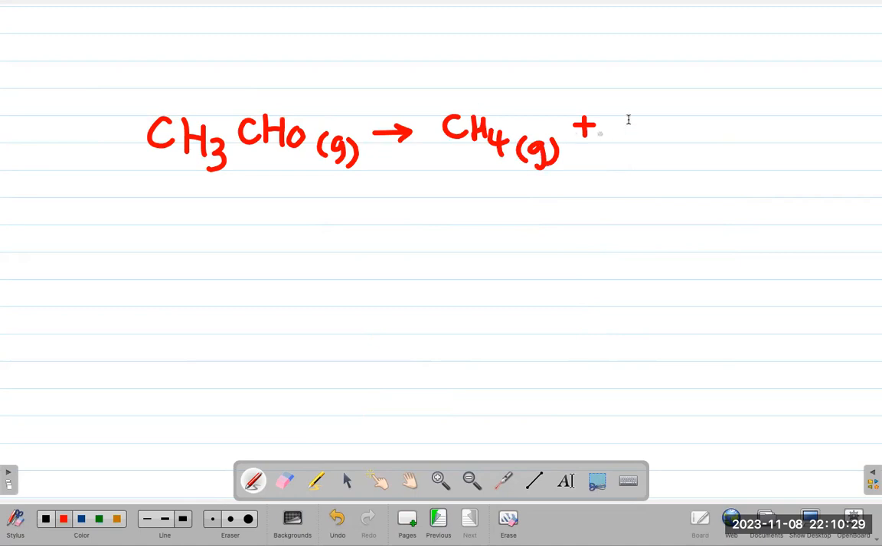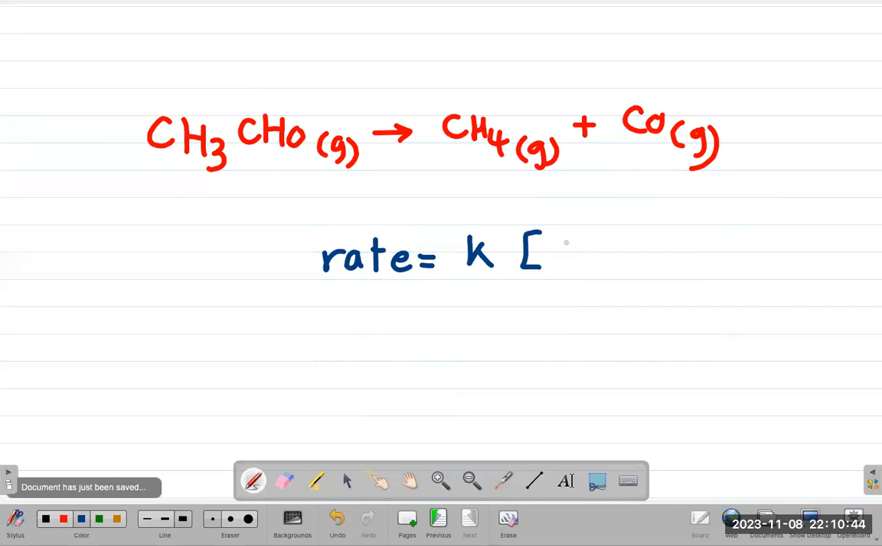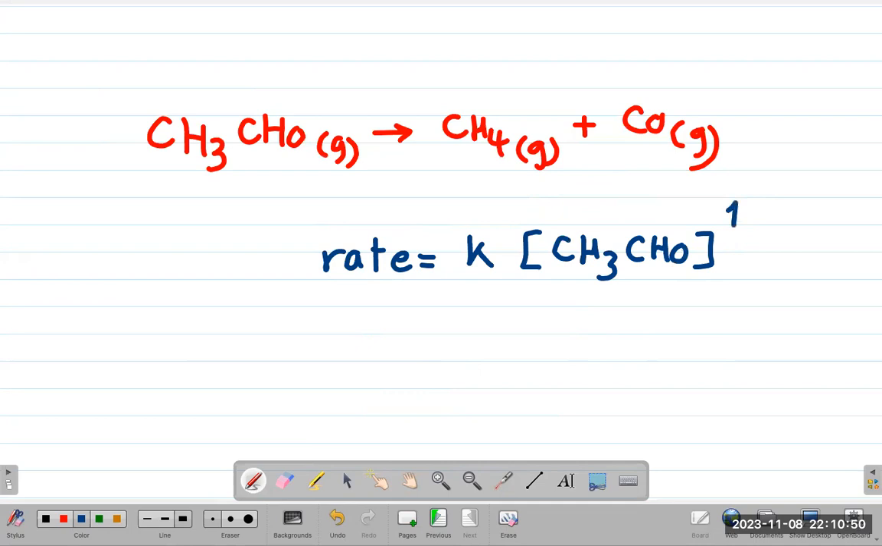Some reaction orders actually are fractions. So for a reaction of CH3CHO gas giving methane gas and carbon monoxide gas, this is a strange reaction because it actually has an overall order of 1.5, where the rate of the reaction is equal to k multiplied by only the concentration of CH3CHO, and this one is to the power of 1.5. Special reactions having free radicals have fractional order of the reaction.